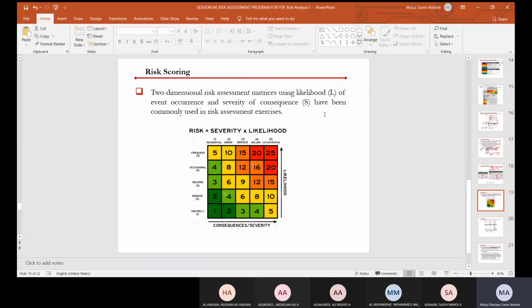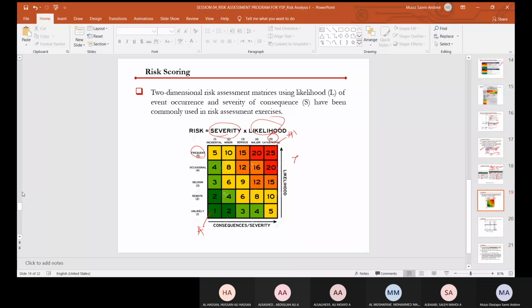Now, here you have a risk scoring, okay, based on the risk matrix I told you about. Usually the two-dimensional risk assessment matrices, basically using likelihood of the events and severity of occurrence. You can see here, you've probably seen this before. So you have the severity of occurrence and you have the likelihood. And this is also a 5x5 matrix, okay. You can see that the highest number is 25 and the lowest number is 1, okay. And this is the categorization.